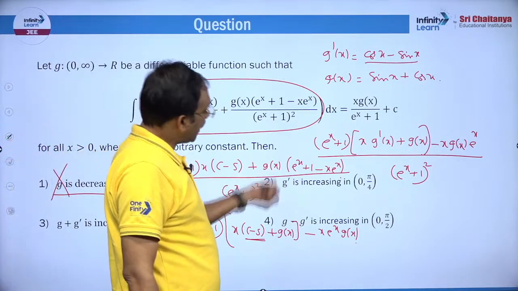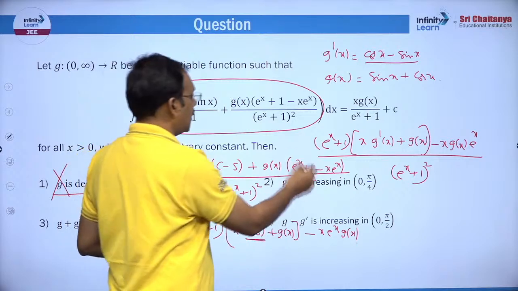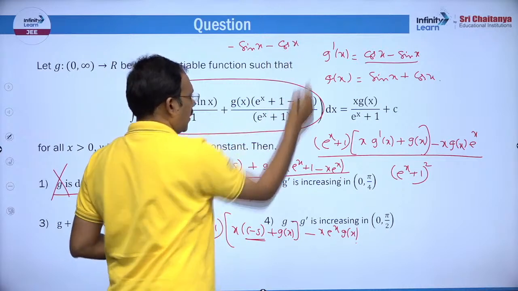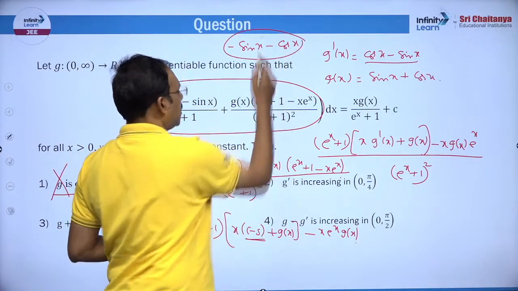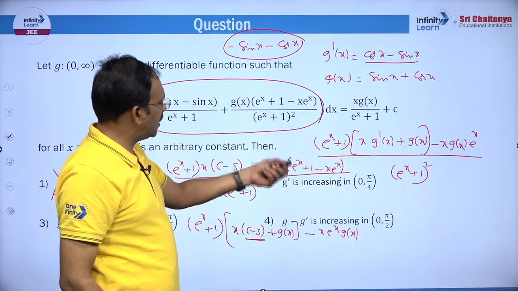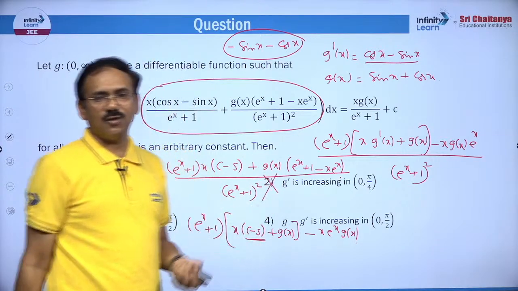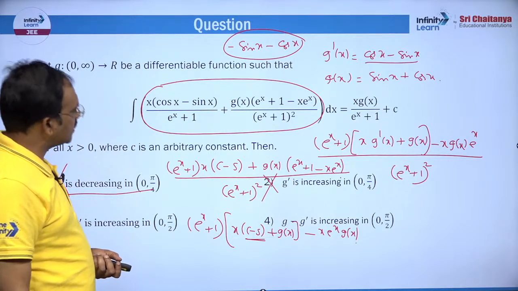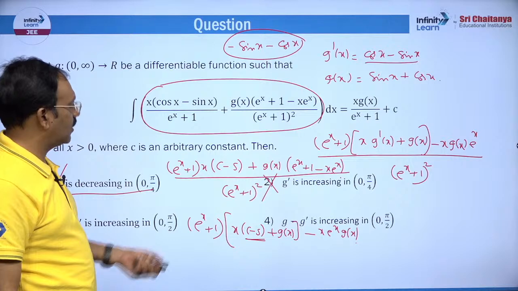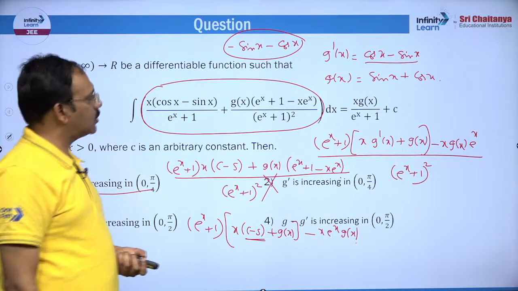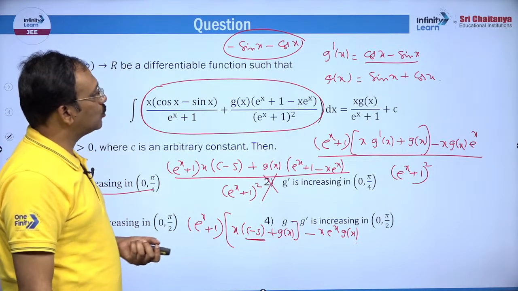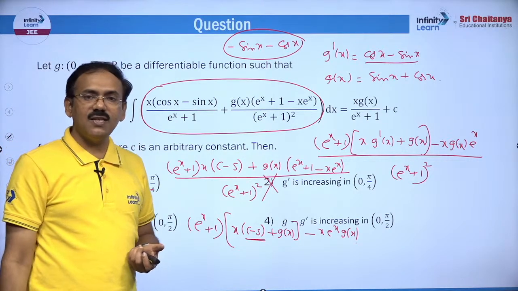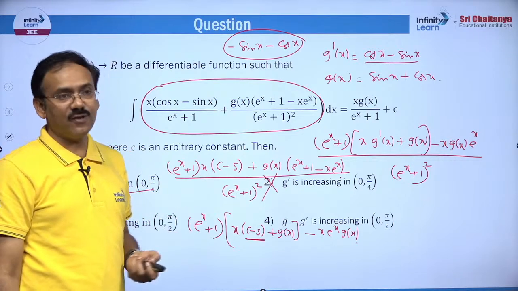G dash increasing means you need to find g double dash. G double dash is the derivative of cos x minus the derivative of sin x, which is minus sin x minus cos x. In 0 to pi by 4 this is a negative quantity. So, negative means it must be decreasing, but he said increasing. So, the second option is also wrong, friends. Then g plus g dash, you just find 2 cos x, which is positive in the first quadrant. Even g minus g dash, you will get 2 sin x. So, that is also positive. I can say g plus g dash and g minus g dash both are increasing in the first quadrant.